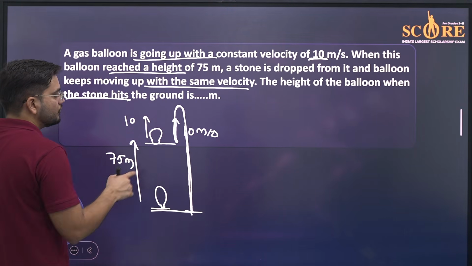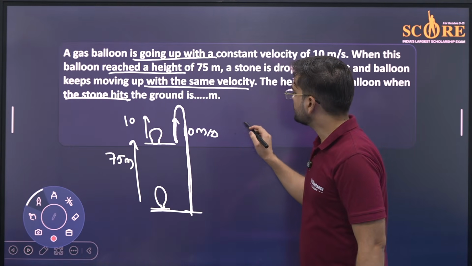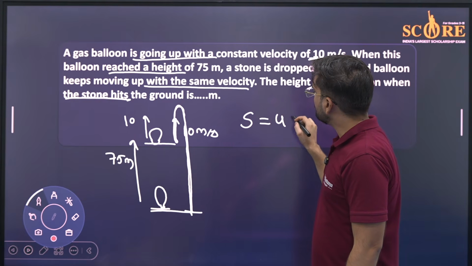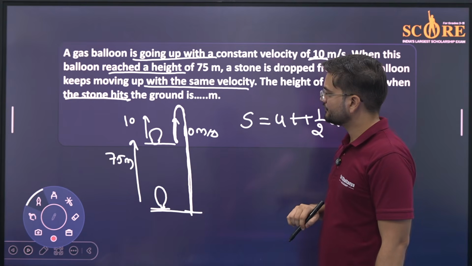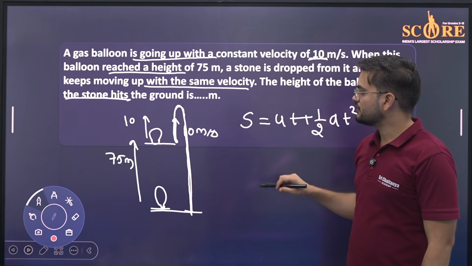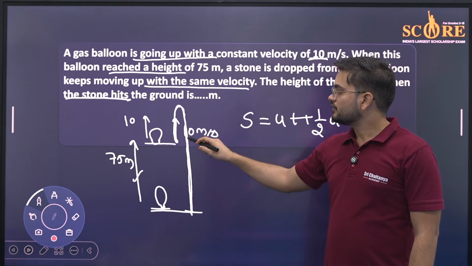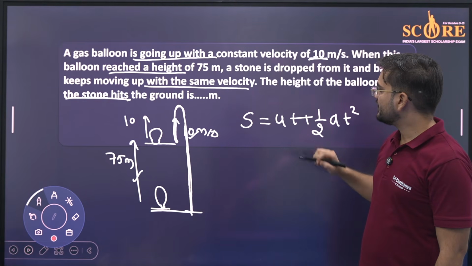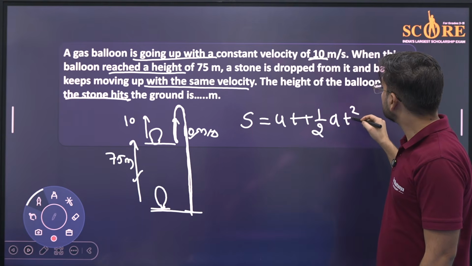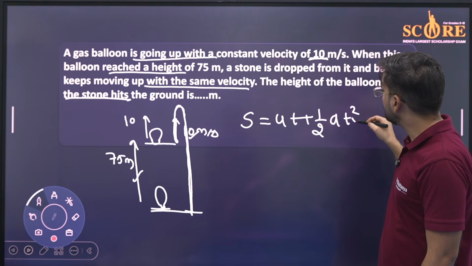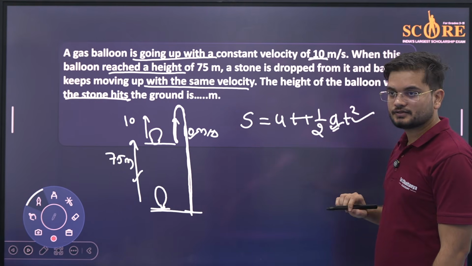For calculating the time, we will use the equation s is equal to ut plus half at square. Why will we use this equation? Because we are given displacement, velocity, and we want time, and we have acceleration.